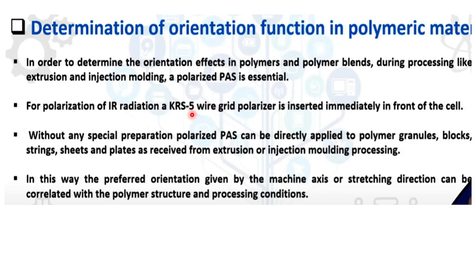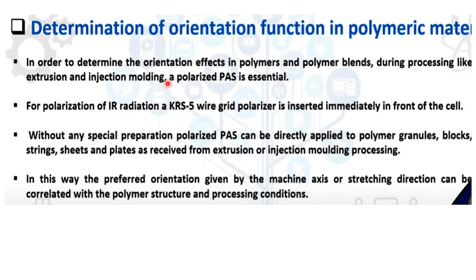Now, how you can determine the orientation function of a polymeric material? Orientation means if somebody is doing extrusion, or when it is forming the fiber, there is obviously the orientation of the polymeric chain. Now, how can it be determined? In order to determine the orientation effect in polymers or blends or composite, usually extrusion or injection molding is required. Now, a polarized beam is essential for that part. For polarization of infrared radiation, you need a polarizer. So we'll discuss later in optical microscopy what is polarizer.